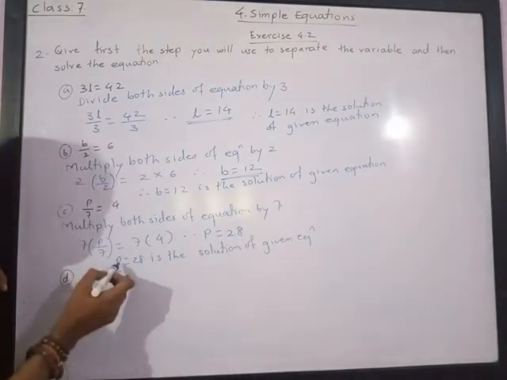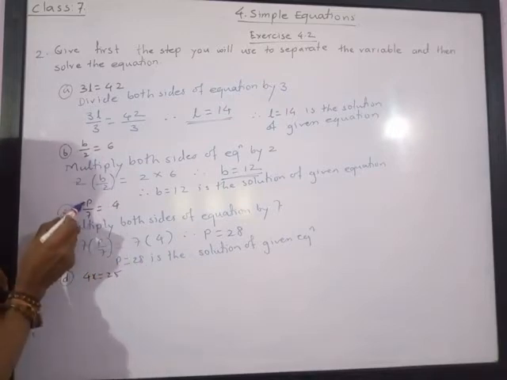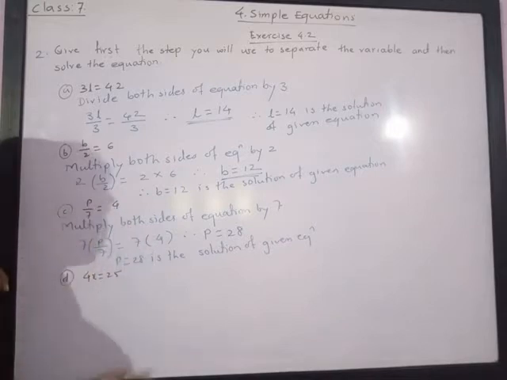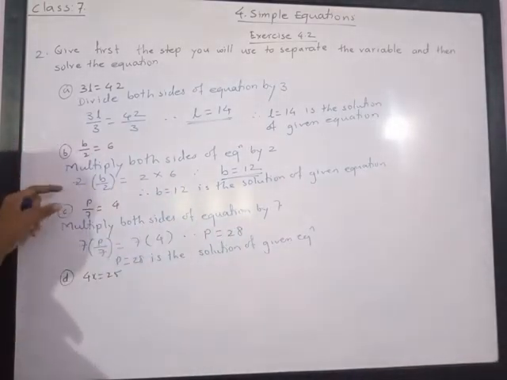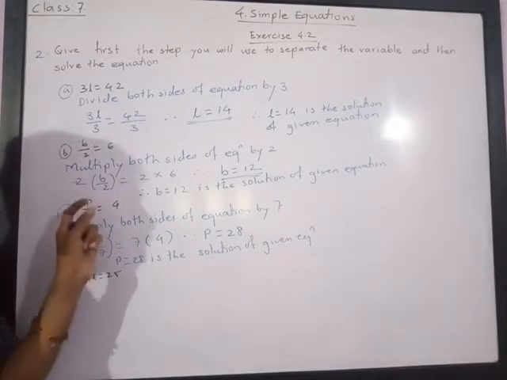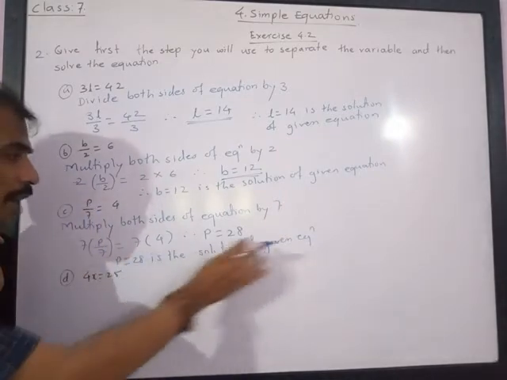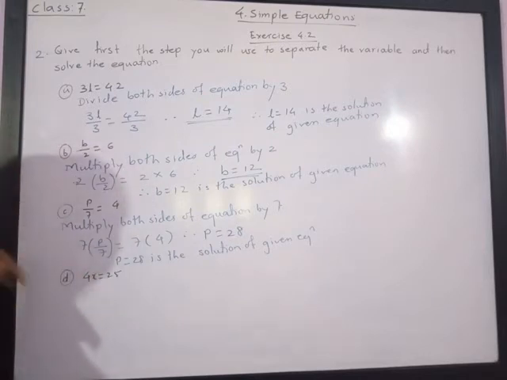You can check the answer here. If you put p is equal to 28 divided by 7, 28 divided by 7 is 4 itself. So if you put the answer in the equation, you will see that LHS becomes equal to RHS. So this can be verified for all types of equations.